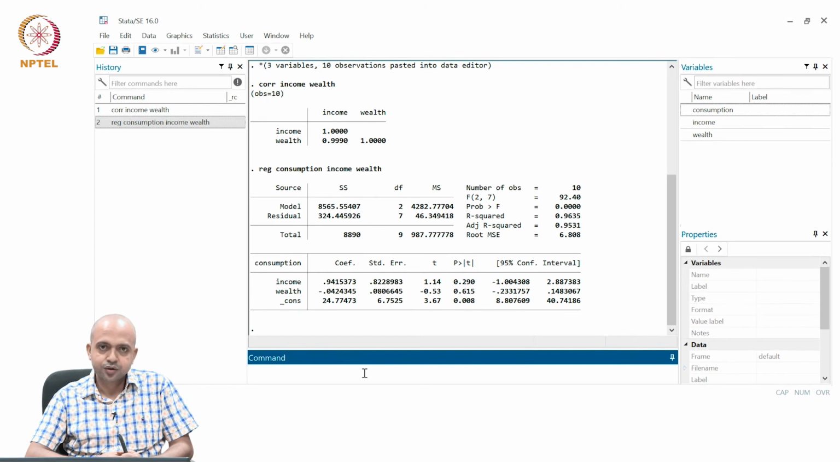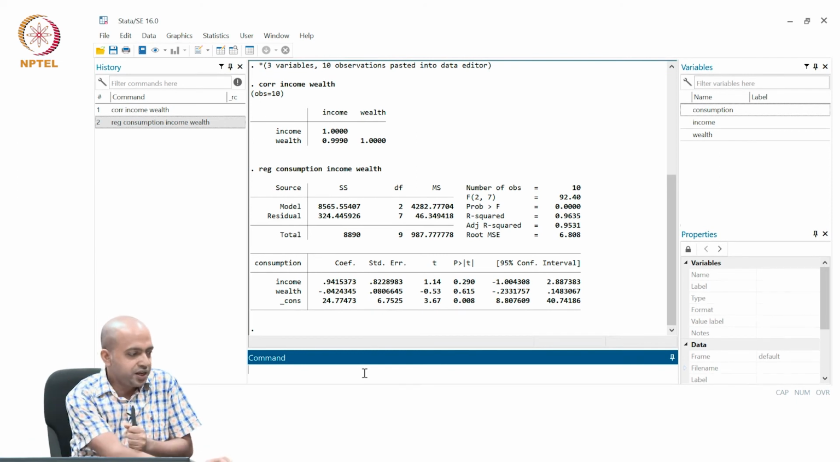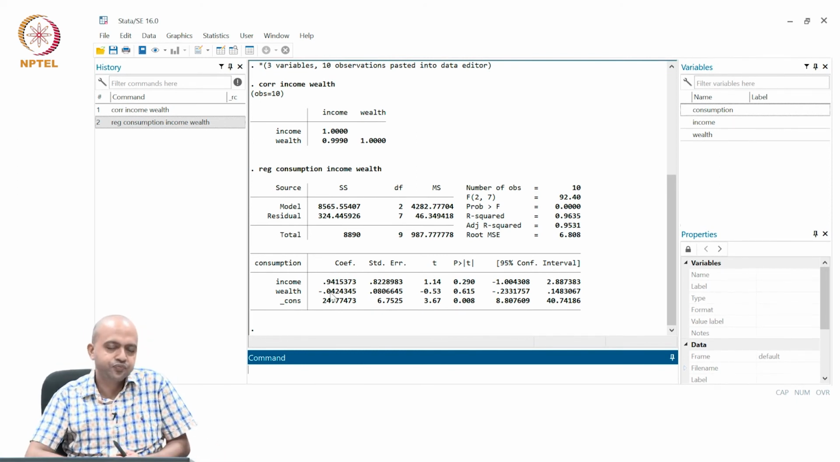Not only that, you see the sign of the wealth variable. It is not only insignificant, but the sign you are getting is negative, which is very difficult to justify. How come wealth could have a negative impact on consumption? Our theory says that as wealth increases, that also gives you some positive impact on your consumption. Here it is coming totally different. So, you can now understand the severity of the multicollinearity problem. Variables are insignificant and they are coming up with unexpected signs also.